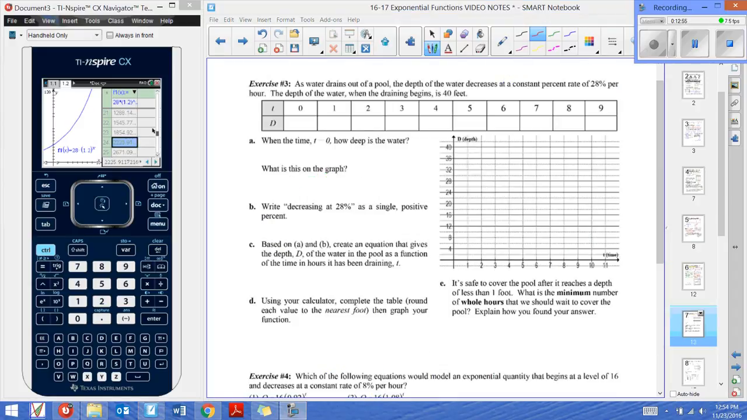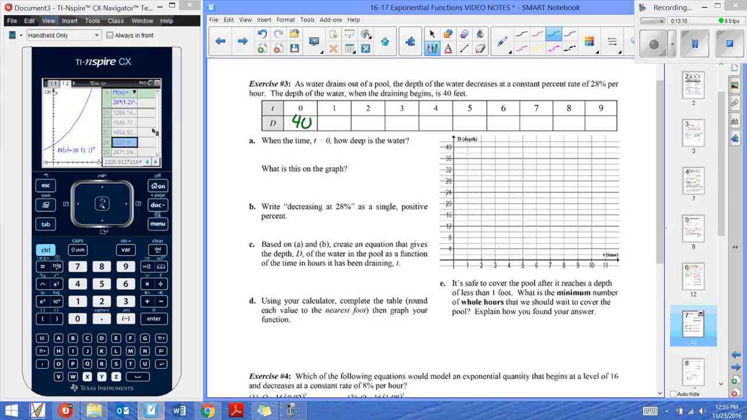Moving on to exercise 3, it says, as water drains out of the pool, the depth of the water decreases at a constant rate of 28% per hour. The depth of the water when the draining begins, so here's our initial value, is 40 feet deep. It says when the time is equal to 0, that didn't copy very well, hopefully it looks better on your papers. How deep is the water? Well, they're just asking you the initial value, or the starting point of 40 feet, and we know by now that this is the y-intercept. So this would be represented by (0, 40). We could even plot this right on our graph here if we wanted to.